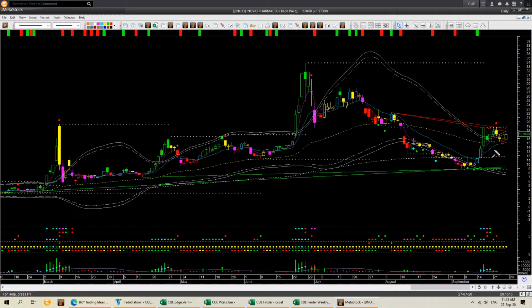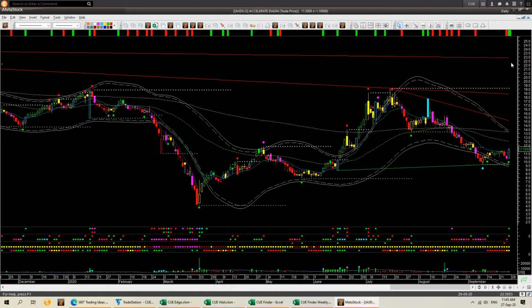INO, again a bullish candle on Friday, however near memory resistance, I'll avoid buying that. AXDX, this went up on Friday with a bullish release, bullish flow, bullish pressure. So this is looking better.